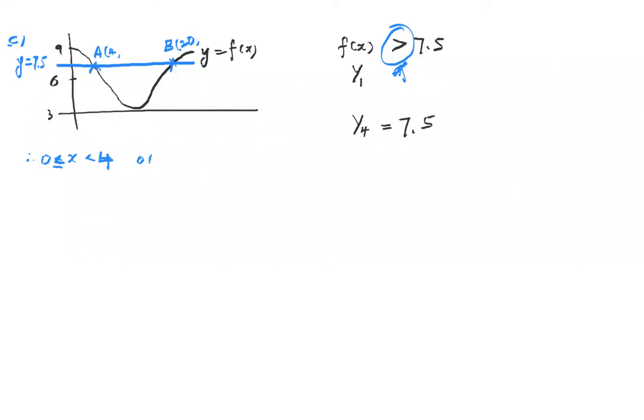Or x must be greater than 20, but less than or equal to 24. Do you get me? Okay. Done.